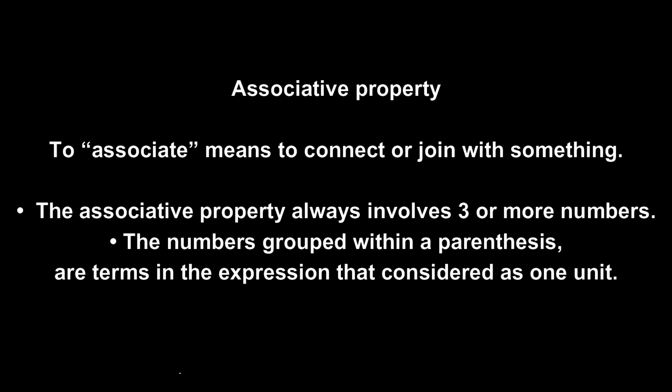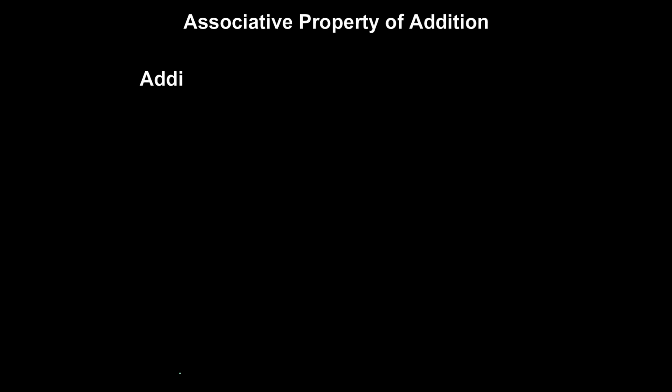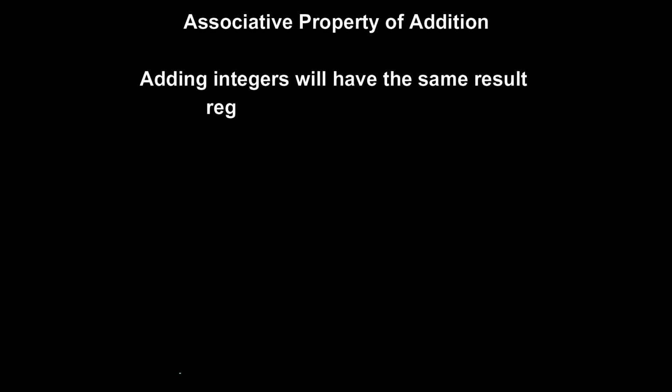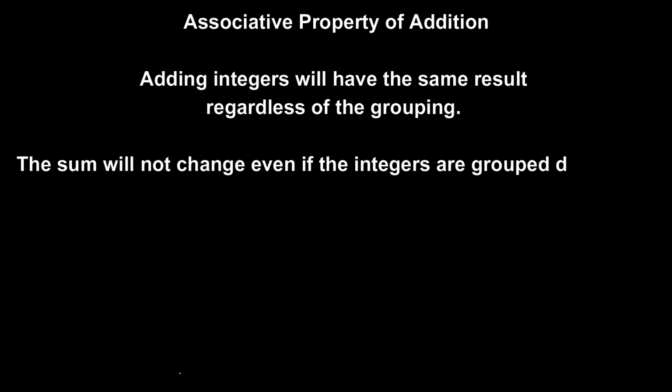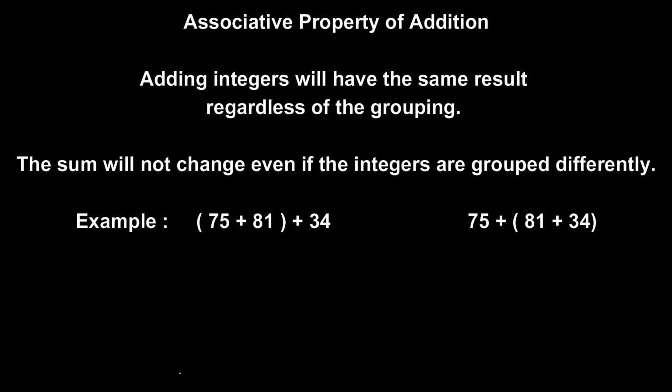Let's understand with an example. So, the associative property of addition. As I have told you in the previous topic, we are going to check all these properties under 4 binary operations, that is add, multiply, subtract and divide. So let's check this associative property with addition. Adding integers will have the same result regardless of the grouping. So here I have given 2 examples. The sum will not change even if the integers are grouped differently.